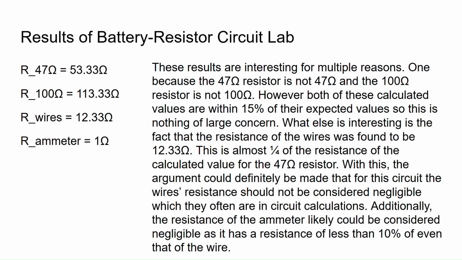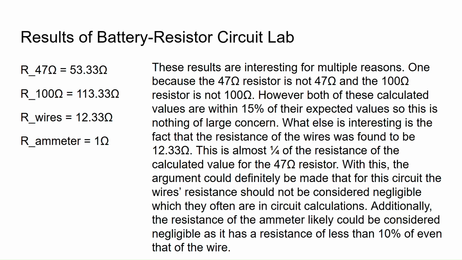As you can see, here's what the resistance of each component was found to be. And these results are interesting for multiple reasons. One, because the 47 ohm resistor is not 47 ohms and the 100 ohm resistor is not 100 ohms. However, both of these calculated values are within 15% of their expected values, so this is nothing of large concern. What else is interesting is the fact that the resistance of the wires was found to be 12.33 ohms. This is almost 1/4 of the resistance of the calculated value for the 47 ohm resistor.